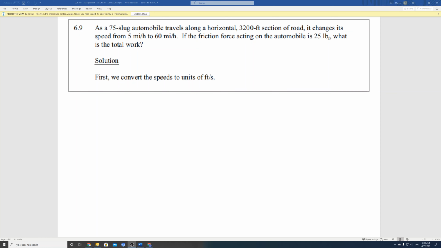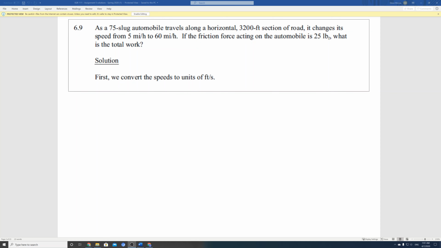Okay, so we're going to look at problem 6.9, and this has an automobile. It's traveling down a road, and during its travel, it's accelerating. Over a 32-foot section of road, it accelerates from 5 miles per hour to 60 miles per hour. And while it's doing that, there's a friction force acting against it.